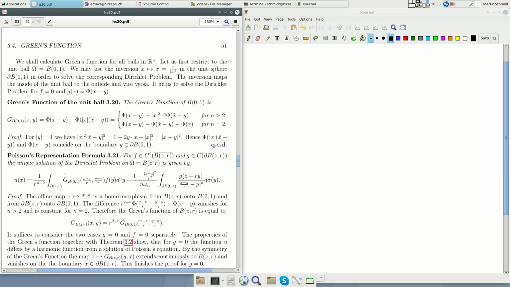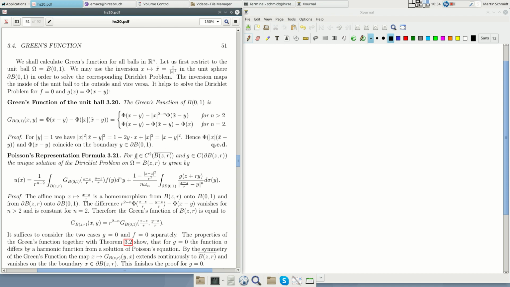Okay, here is the statement. This is Poisson's representation formula. So what is the assumption? We have given any ball of radius r around z in R^n.